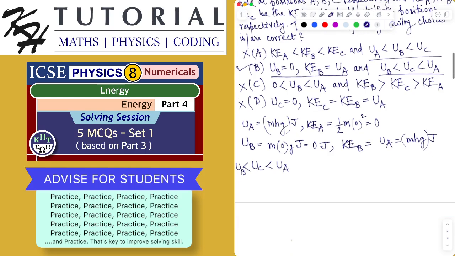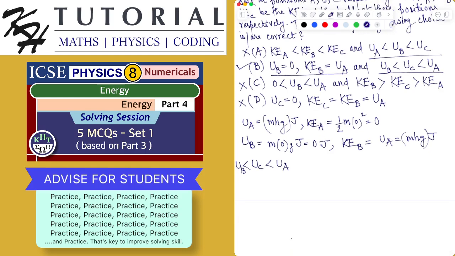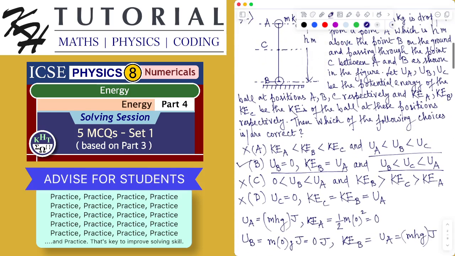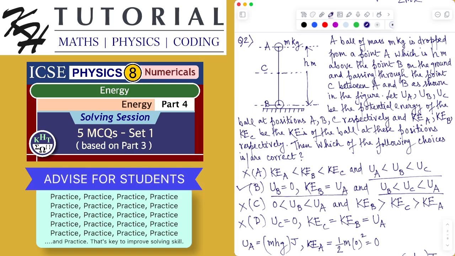So now what will be? At the point C the ball has lost some gravitational potential energy, and that loss of gravitational potential energy will be converted to kinetic energy. So it will have some velocity at the point C.